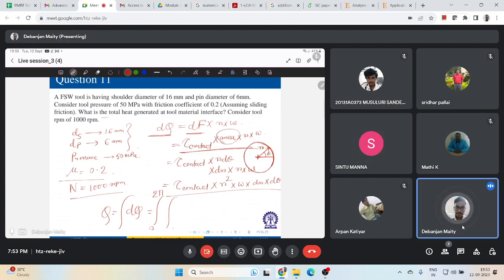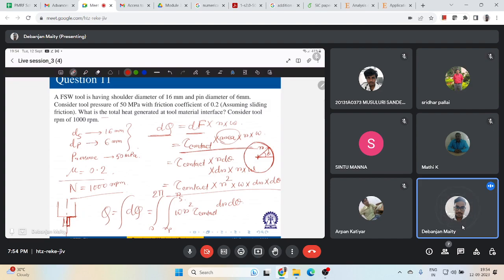This is not 0 to R as such because we are having a shoulder and pin. So we will integrate from Rp to Rs. Okay. Yes, sir. So pin radius to shoulder radius. And then you have this omega r square tau contact dr d theta.